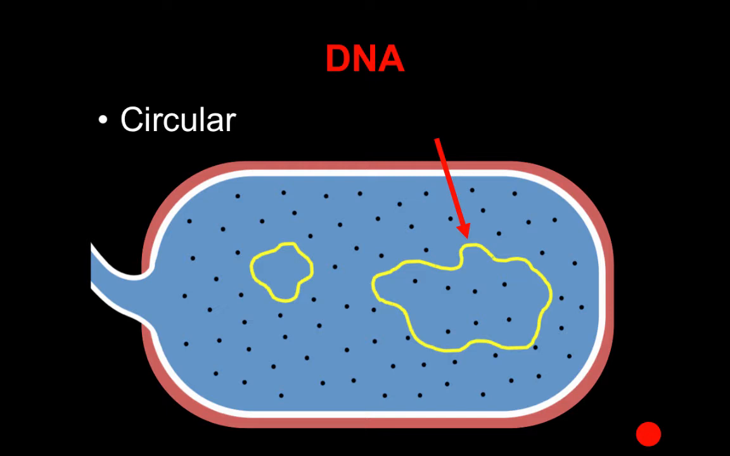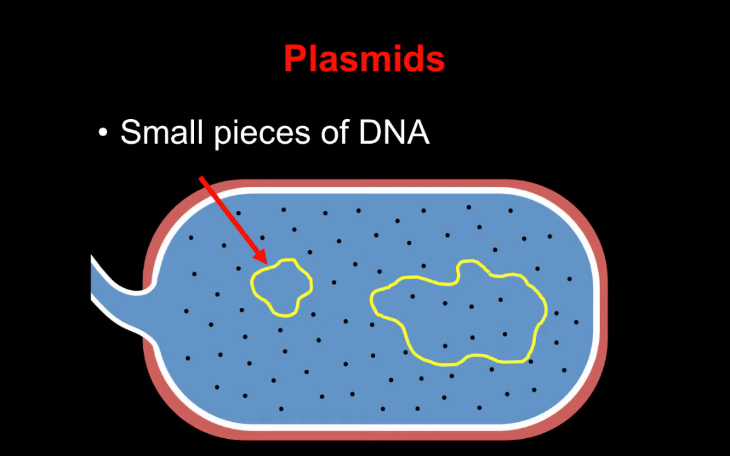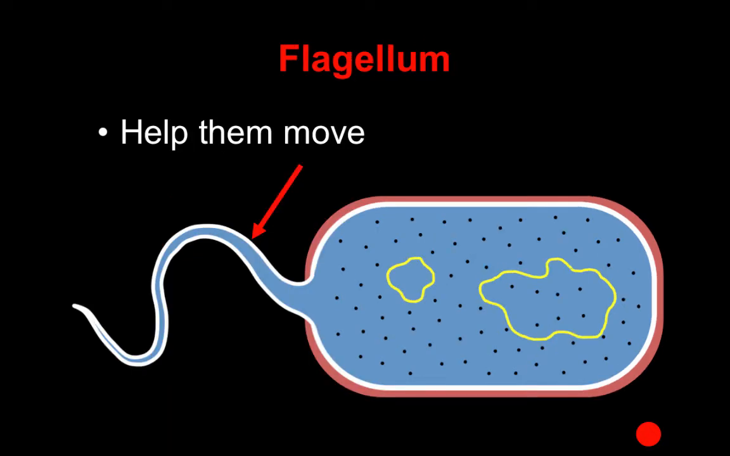Ribosomes, which are the enzymes that help assemble proteins. DNA, which in the case of a prokaryote is circular. And then they also have plasmids, which are these small pieces of DNA in addition to their regular DNA. Many of them also have a flagellum that helps them move.